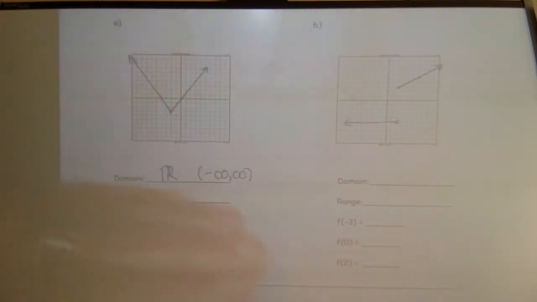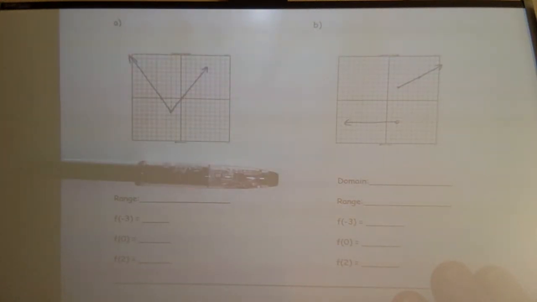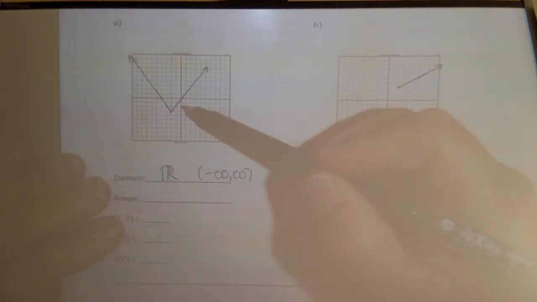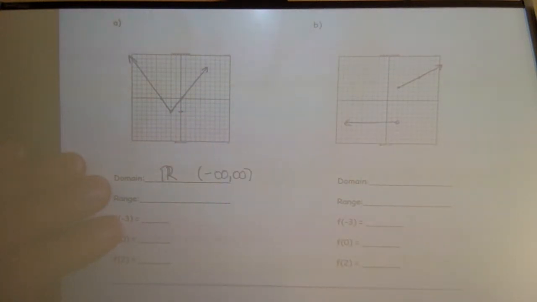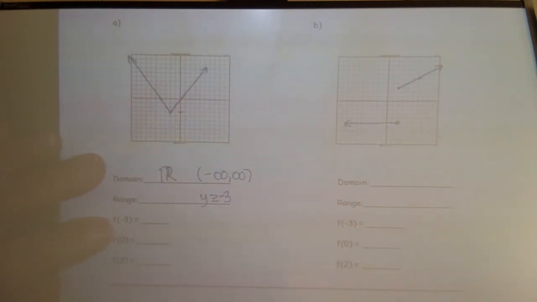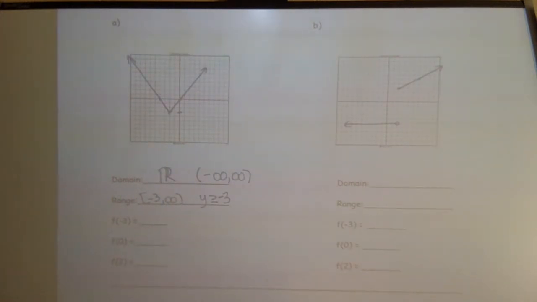Range. Well, do a quick scan up and down. What y values do you see here? Well, this is what value right here? That's -3. So y is what? Greater than, is it equal to? So y is greater than or equal to -3. You can also write it as interval notation, -3 to positive infinity.